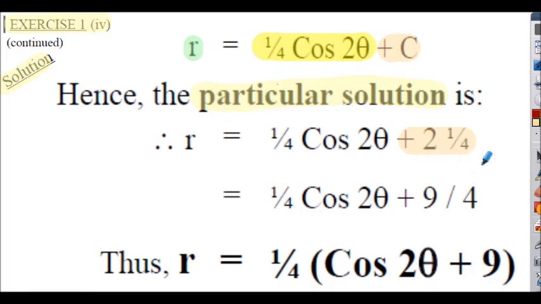2 1/4 is a mixed number, refer back to our fractions presentation, and 9 upon 4 is a top-heavy fraction. I've done that because the final solution requires r to equal a quarter of cos 2 theta plus 9. So I essentially factorised the quarter from this line to this line. That's the full solution related to exercise 1 part 4.